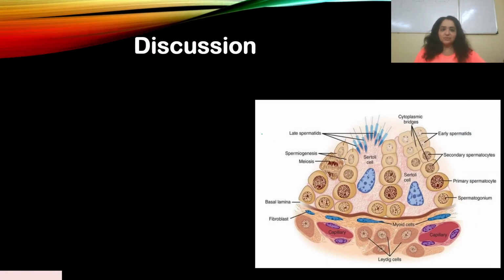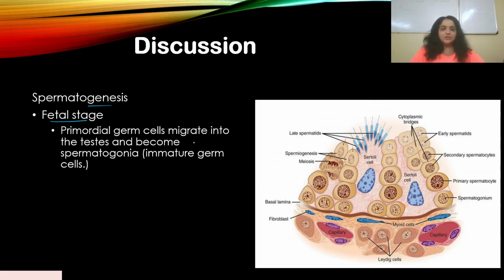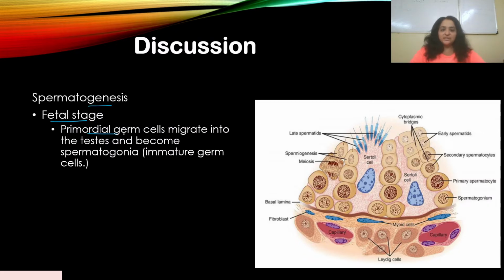Instead of just directly discussing the answer, I thought I'll explain spermatogenesis to you so that you understand the whole concept here itself. Previously, I've explained oogenesis in part 1, so you can check that out. Today I'll be explaining spermatogenesis. Let's see what happens at the fetal stage. Primordial germ cells migrate into the testes and become spermatogonia. So that's how spermatogonia appear.